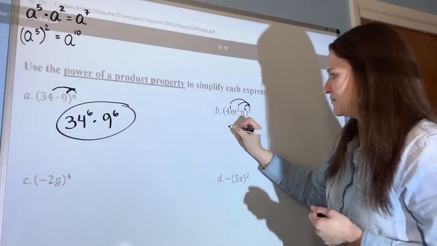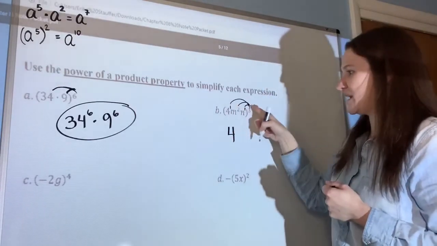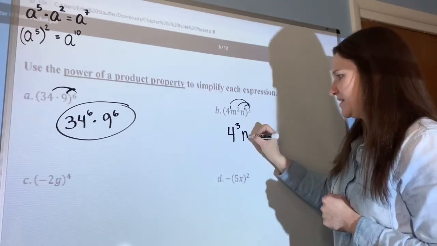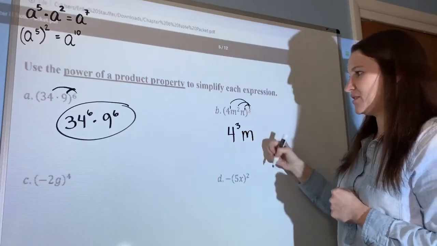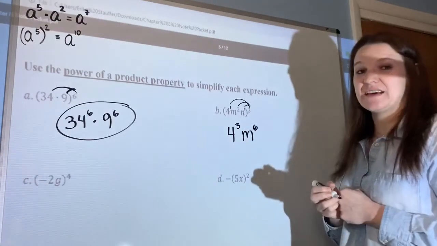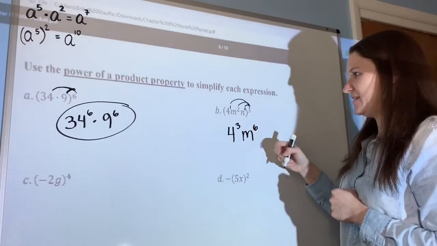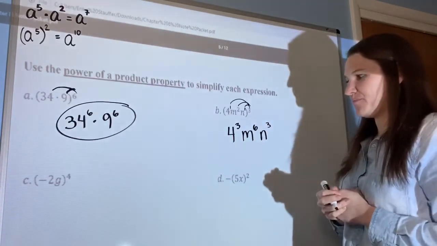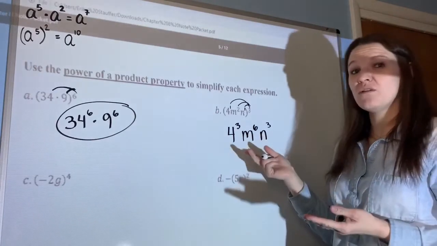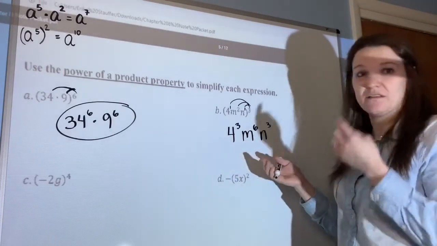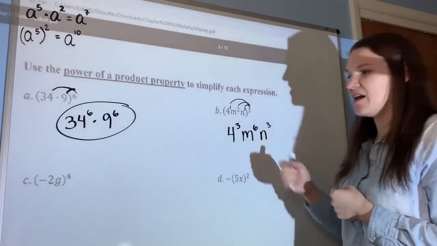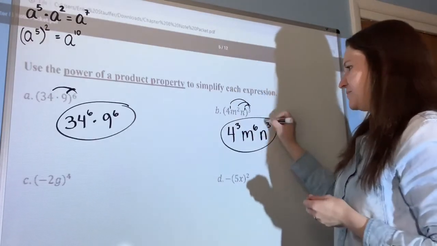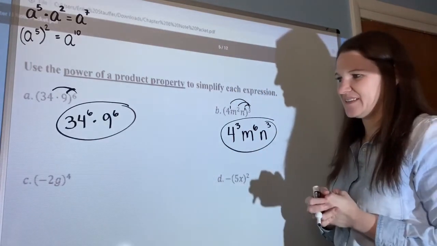The first base is a 4, 1 times 3 gives me 3. The second base is the m, 2 times 3 is going to give me 6. The third base is the n, which has the exponent of 1, so 1 times 3 gives me 3. Now, when a number is that small, sometimes it would be best to simplify that, but as you can see here, we're not asking you to simplify those, so I'll just keep it like this. Let's look at our next example.